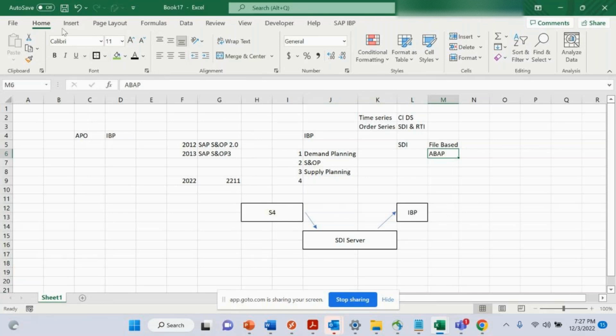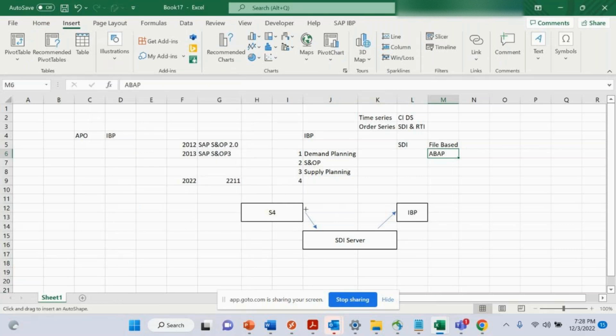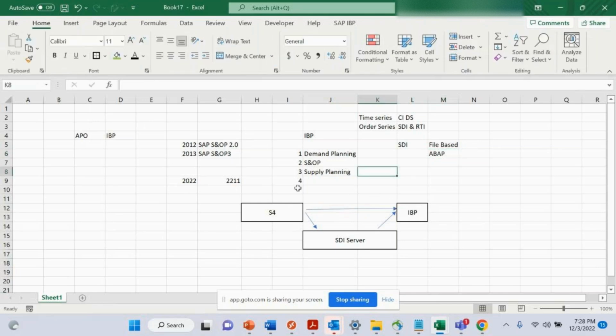For ABAP based, this handshake is happening directly from S4 to IBP. So here we are making the connection from IBP to the S4 tables directly. We are not fetching the files in between through any server. We are just connecting IBP tables directly to S4 tables, and we are taking our required master data and the transactional data for order series based planning from S4. So this is how these two adapters work.